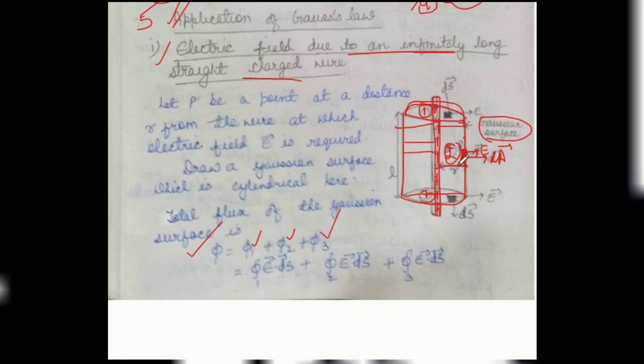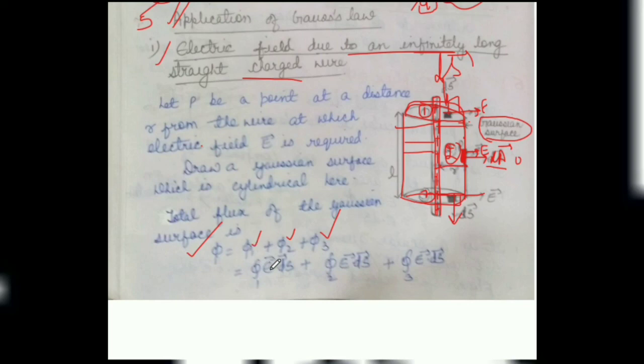Phi1 is the electric flux through this surface, and here the electric field is in this direction, and the area vector is always normal to the area. So the area vector is in this direction, and the angle between electric field and area vector is 90 degrees for this first surface. For the second surface, the electric field and area vector are in the same direction, so the angle is 0 degrees. And in the third surface also, the electric field is in this direction and the area vector is in this direction, so at this surface also it is 90 degrees. Now we have to find the total flux.